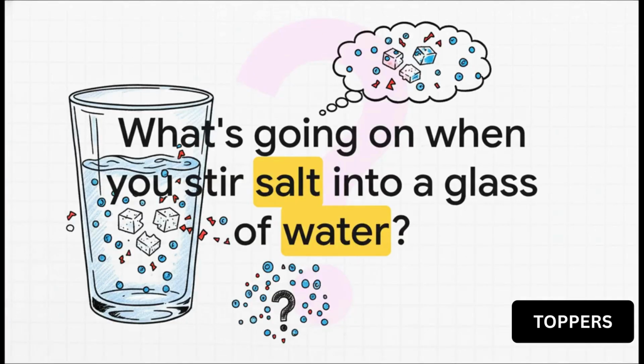Seriously, think about it for a second. The salt just, poof, it disappears. It completely vanishes into the water. But you know it's still there because you can taste it. So what's the magic trick here? What's actually happening on a molecular level? What do we even call this?